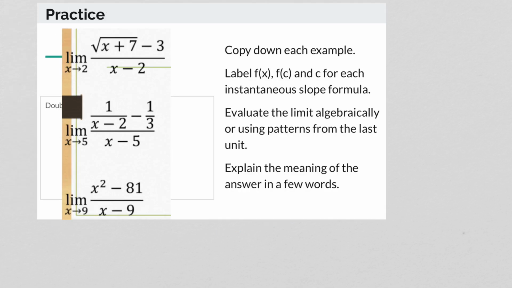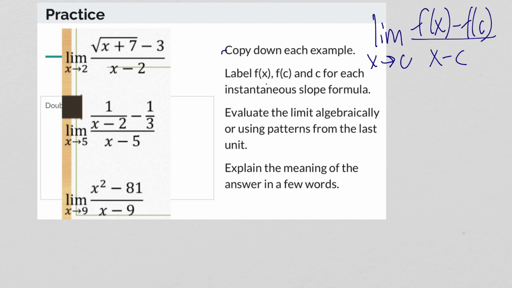Okay, so for this practice, copy down these 3 examples on the left. What I'd like you to do is label what f of x is, what f of c is, and what c is for that instantaneous slope formula. Then we're going to evaluate the limit algebraically or using patterns from the last unit, and explain the meaning in a few words. So let's do the first one together.